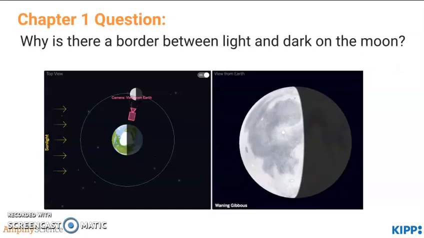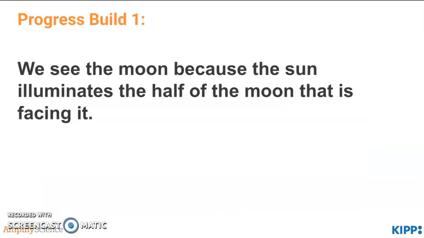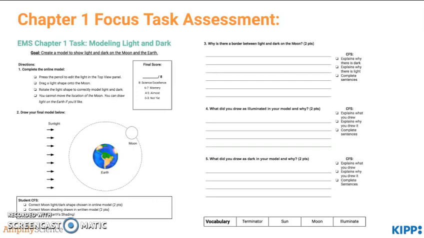On the last day of the chapter, students then use what they learned in the hands-on investigation and take that knowledge deeper by using the sim and the modeling tool, showing again that half of the moon is always illuminated and half is always dark. By the end of the chapter, students should have mastered Progress Build 1, which means they know that we see the moon because the sun illuminates the half of the moon that is facing it. Students are able to show their knowledge of Progress Build 1 on the Chapter 1 focus task.